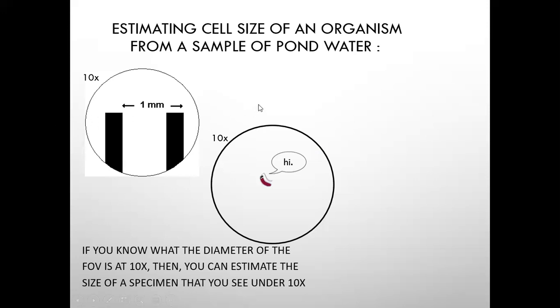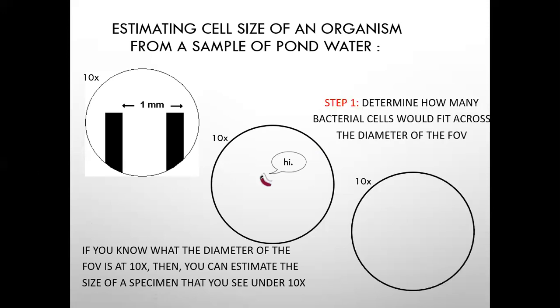Okay. What we're actually going to do is use that. And we're also going to determine how many of these little cells right here could fit across this screen right here. So 1, 2, 3, 4, 5, 6, 7, 8 cells can fit across that field of view. Okay. Note that we're calling this a bacterial cell, but if we were under 10x, it would not be that big. This is just an example. Okay. I don't want you guys to get confused by that.